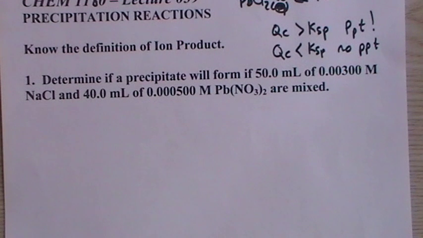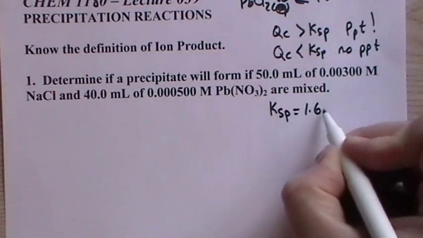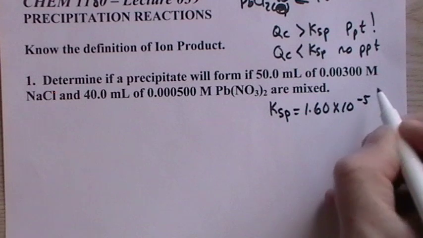So since we have to mix them together, we have two different solutions, one that contains sodium chloride, one that contains lead nitrate. Mix them together, check out the concentrations of the lead and the chloride, put them into our QC expression, and compare it to KSP. And we'll find out that KSP is 1.60 times 10 to the minus 5.